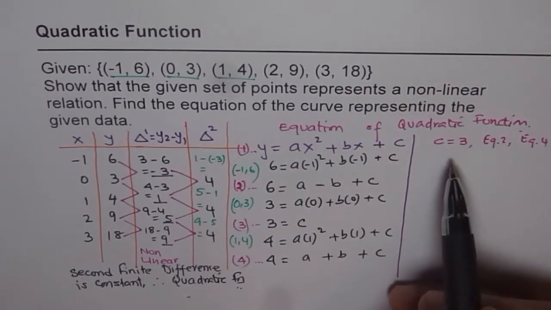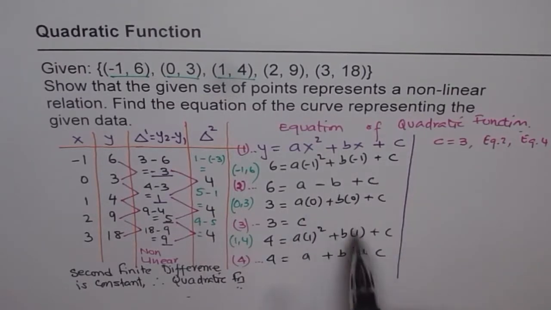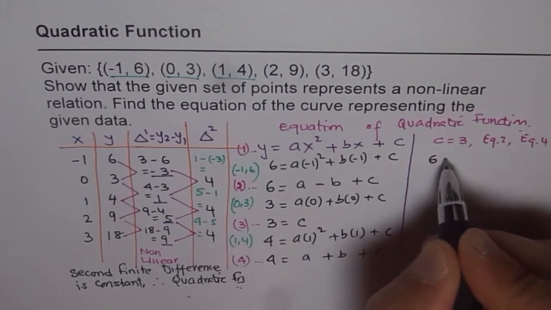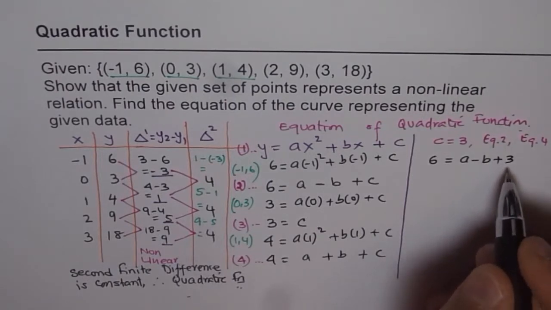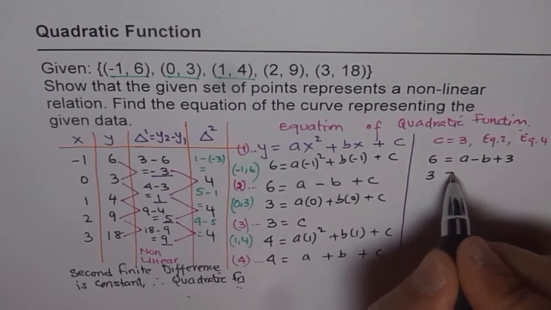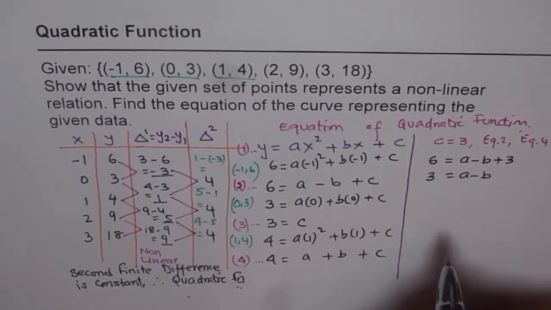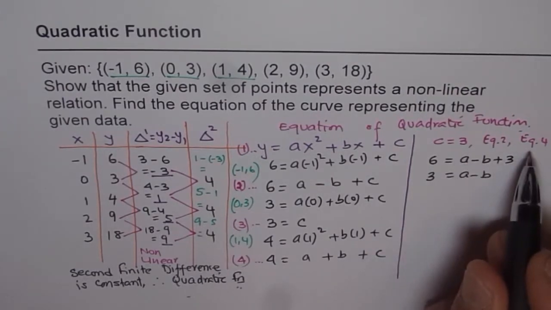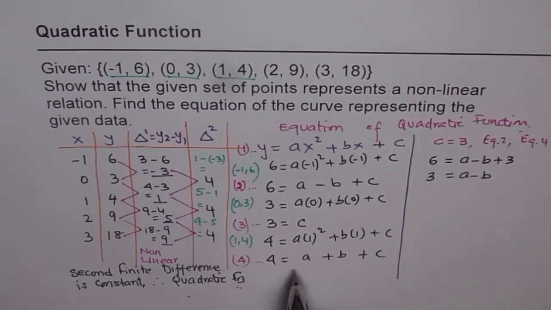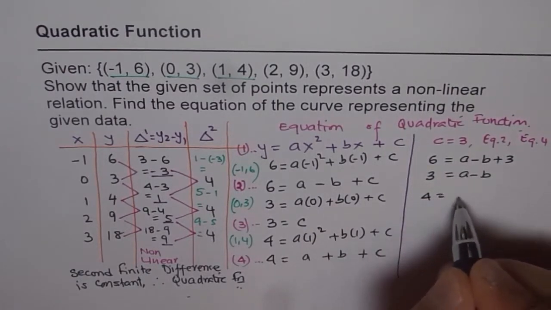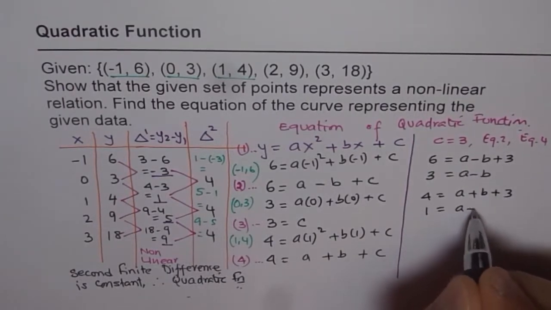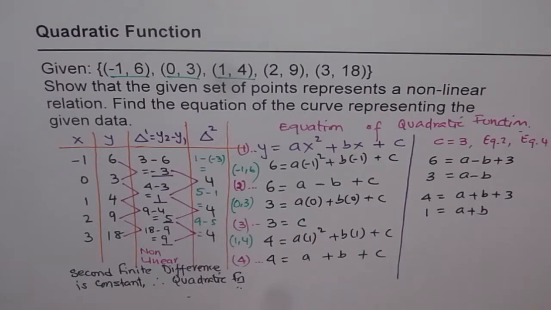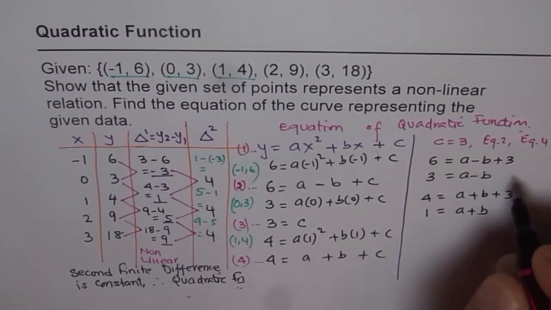So let's put 3 as the value of c in equations 2 and 4 and find out what we get. So we get 6 equals a minus b plus 3, and that really gives us 3 equals 6 minus 3 equals a minus b, right? And if I substitute the same thing in equation 4, which is c equals 3, I get 4 equals a plus b plus 3, or I get 1 equals a plus b, right? So I get 2 more equations, which are equation 5 and 6 for me.